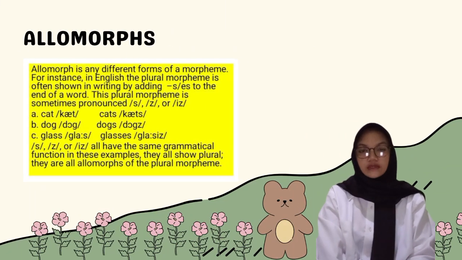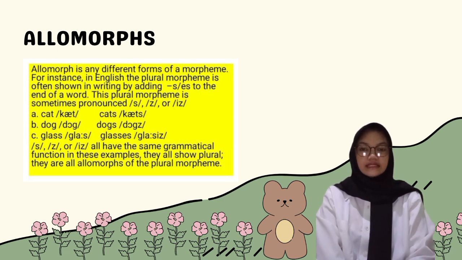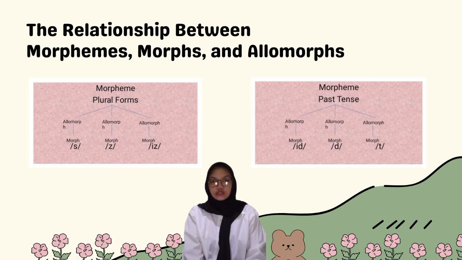So the next material is allomorphs. An allomorph is any of the different forms of a morpheme. For instance, in English, the plural morpheme is often shown in writing by adding s or es to the end of a word. So there are some examples of allomorphs.